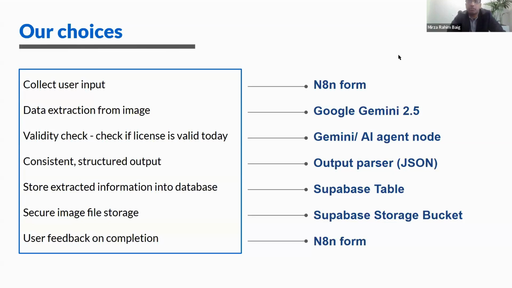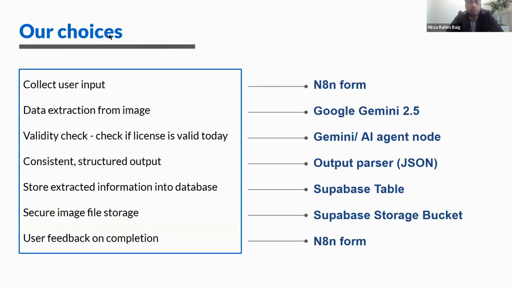Then we want data extraction from the image. And for this data extraction from the image, and in fact for the next step as well, we will use Google Gemini 2.5 Flash, which handles images as well as text. So we will use Google Gemini 2.5 Flash in an AI agent node inside n8n. That AI agent will not only extract the data from the image, but also validate it and return the output in a very structured manner, connecting with an output parser, just to make sure that the output format is consistent. Of course, we will use JSON. Most of you know JSON, so all good.